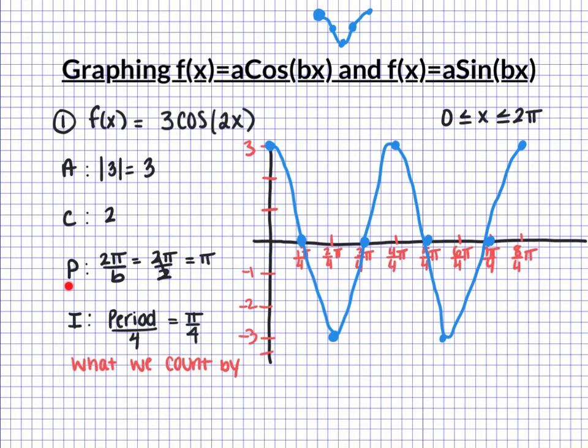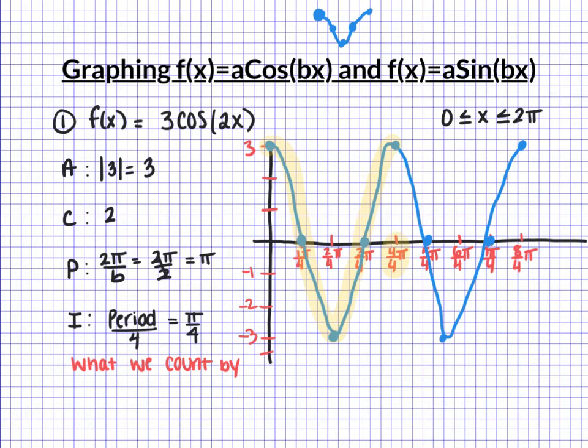Period is how long it takes the graph to complete one cycle. Period is pi. So let's highlight it out and see. Here is the beginning of the cycle, goes up and down. That's one cycle, and it took 4 pi over 4, which reduces to pi. So period is correct.